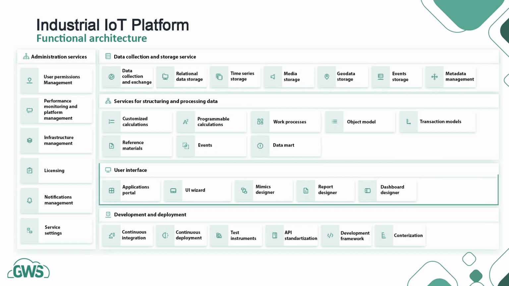Next functional group is user interface, the tool for displaying data using different customizable formats. Applications portal technically is a site inside which other front-end services are located. UI wizard allows you to create a user interface. Allows you to place several previously created interfaces within one interface. For example, combine a mnemonic diagram and a dashboard on one screen.